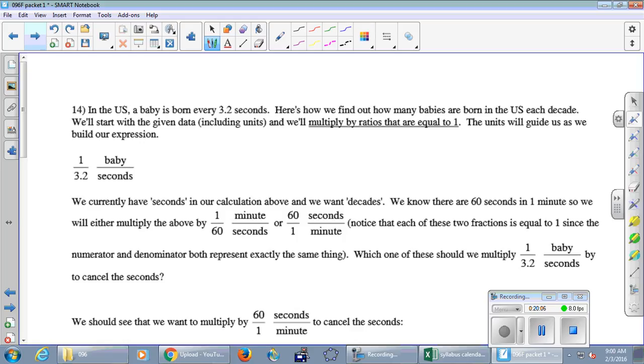These kinds of problems. Here's how we find out how many babies are born in the US each decade. That's what we're after. One baby every 3.2 seconds. We're going to translate to some massive number of babies in the US in a decade. Okay, we'll start with the given data, including units. One baby every 3.2 seconds. We buy that. One baby over 3.2 seconds. And we're just going to take that thing and we're going to be multiplying it over and over and over again by ratios that are equal to 1. We're going to multiply by things that are equal to 1. If you multiply a number by 1, what happens to the value?